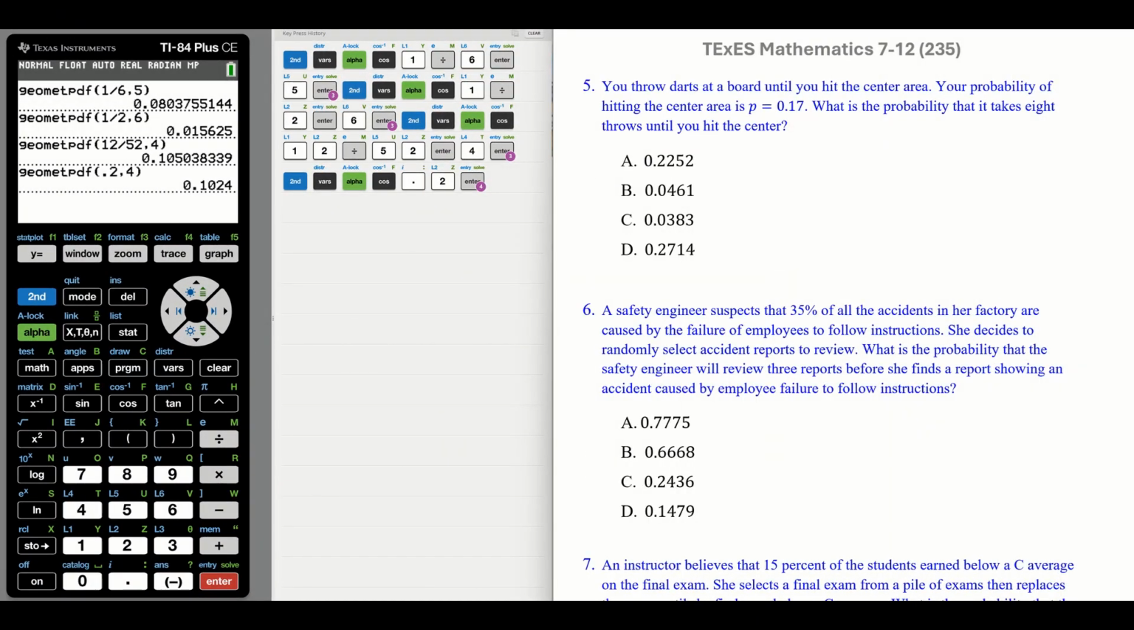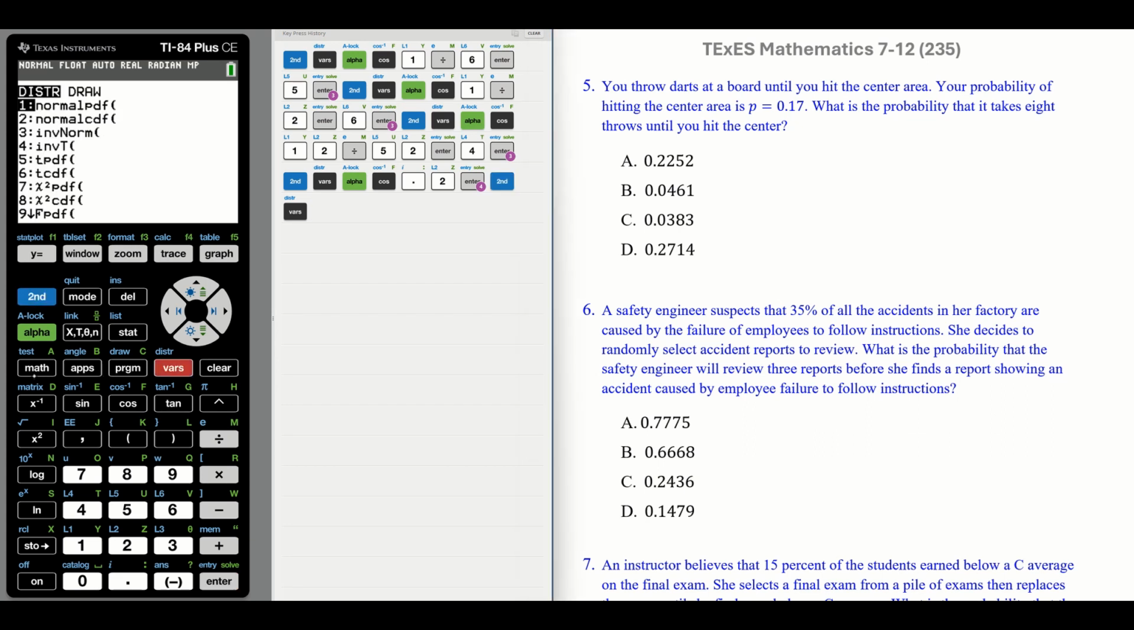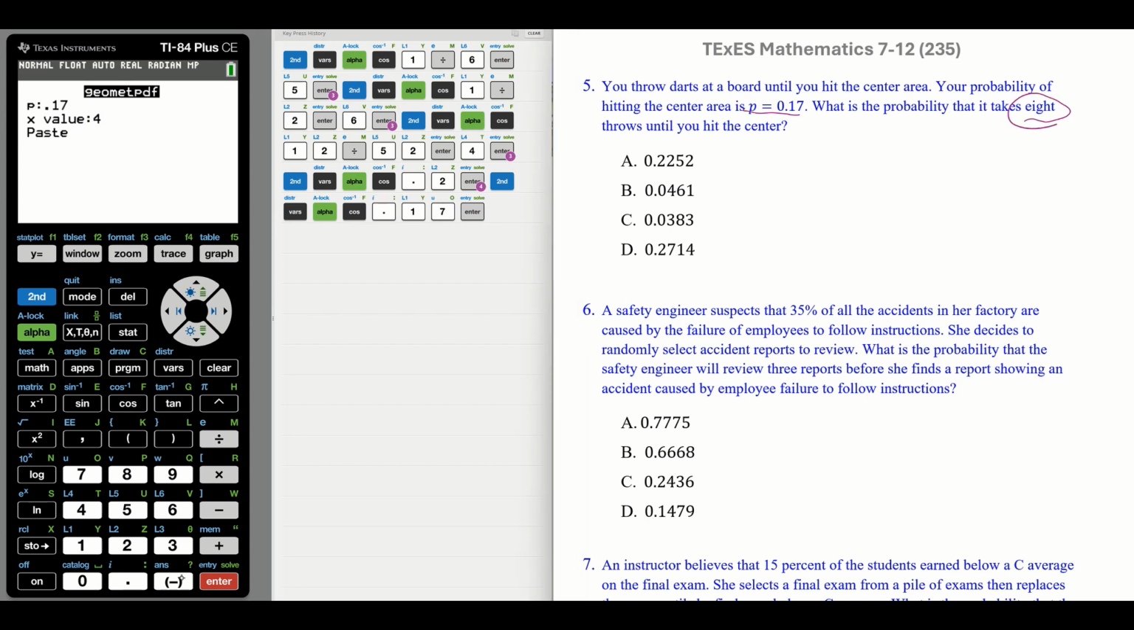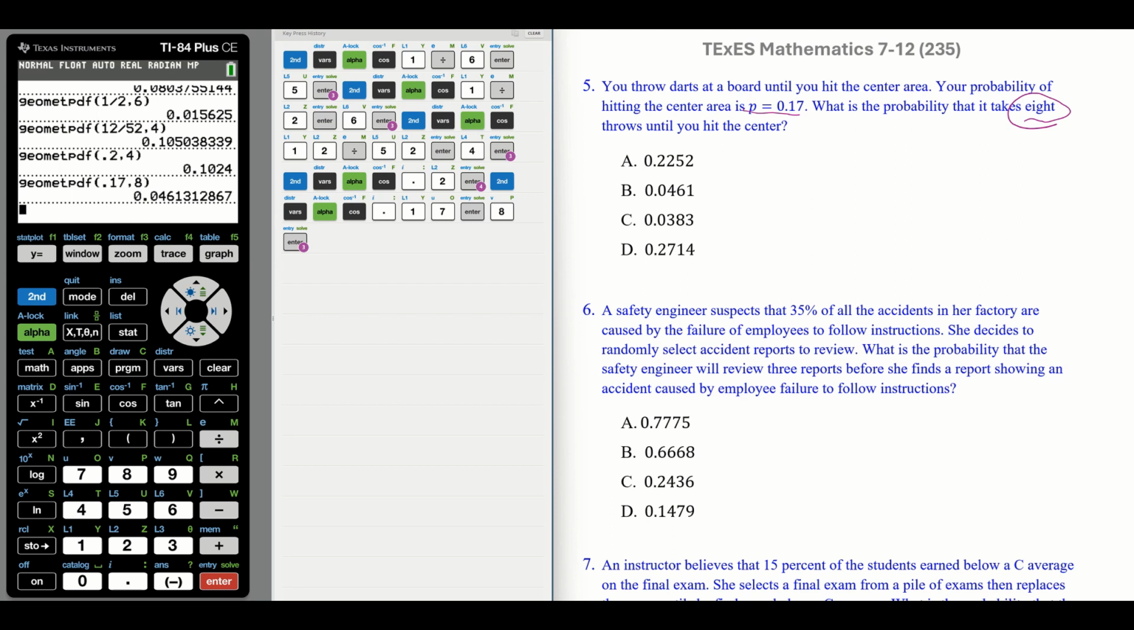Number 5, you throw darts at a board until you hit the center. Your probability of hitting the center area is 17% or 0.17. What is the probability that it takes 8 throws until you hit the center? So that's second, vars, alpha, cosine, and our probability is 0.17. Enter. And there's our probability, 8. We need 8 attempts before we hit it for the first time. That'd be me. I'd be worse. And our option is B.